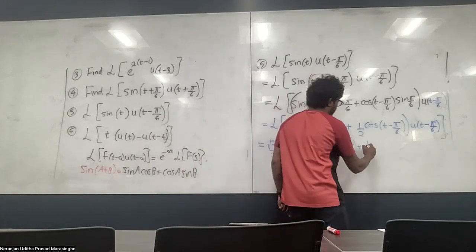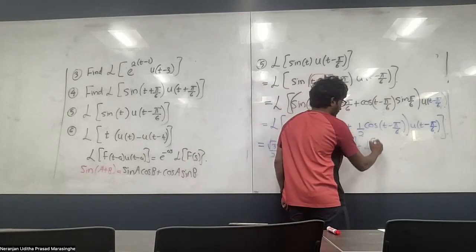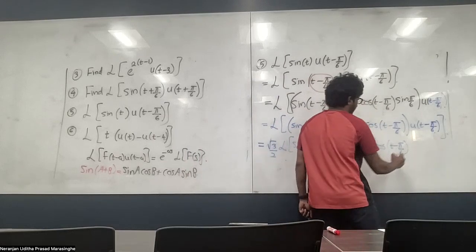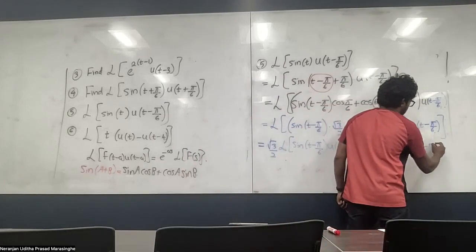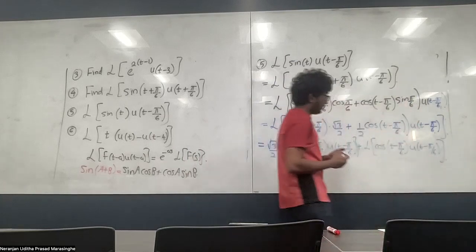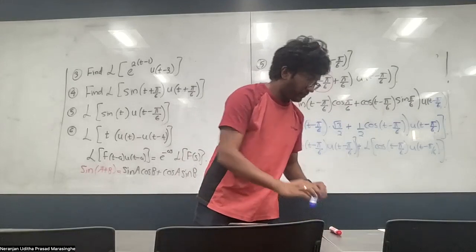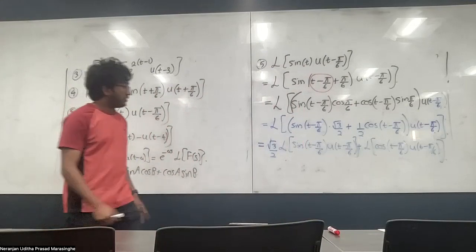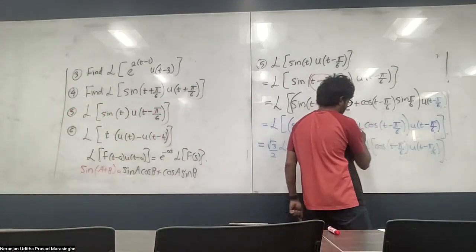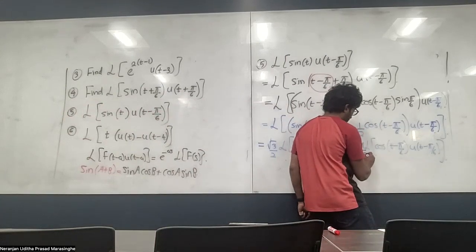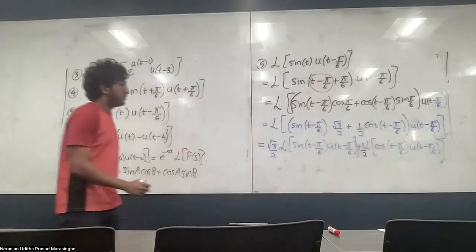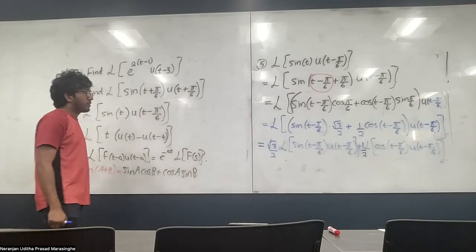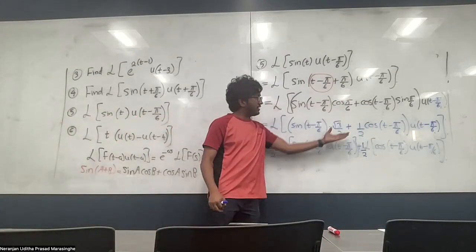plus Laplace of cosine of t minus pi over 6 times u of t minus pi over 6, right? Okay. Any questions so far? And here I would get 1 over 2, right? That's my constant, 1 over 2. I apply the formula for sine of A plus B and I simplify it, right?